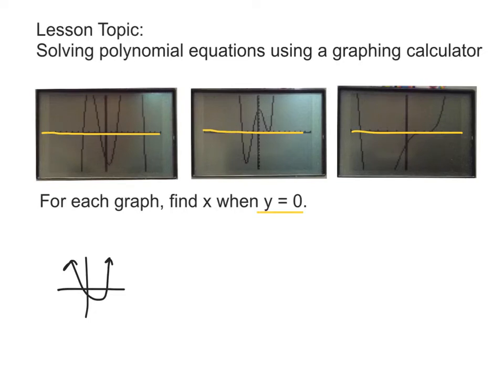So for each graph, find x when y equals 0 means that we're going to have several solutions. Can you see that? We're going to have a solution right here. We're going to have a solution right here. We're going to have a solution right here and a solution right here. Because the x value when y equals 0 depends on which location you're talking about where y is 0, because it's hitting that axis in several places.